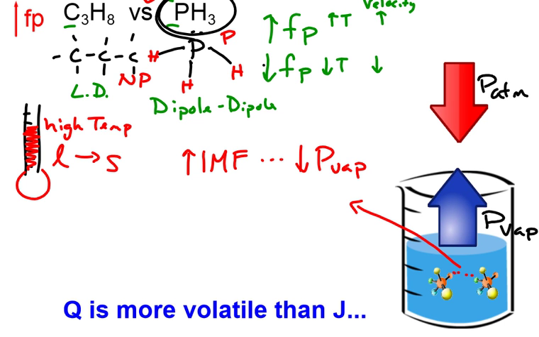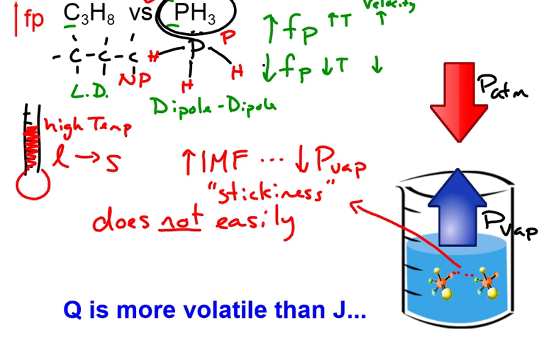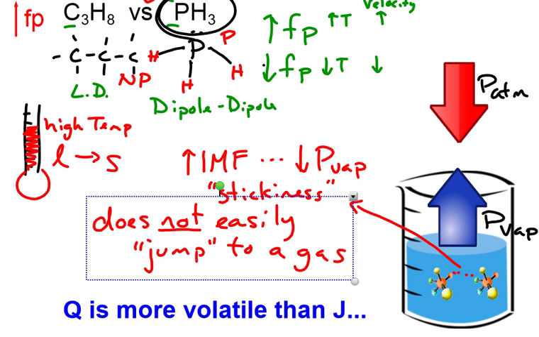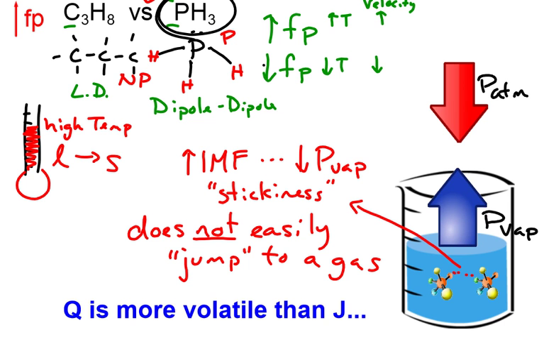And vapor pressure is always the one that escapes people. I think of it still, this is where actually this word is, in my opinion, the most important: stickiness. How sticky is something? Okay, it does not easily jump to a gas. That's having a low vapor pressure. That's having something that is low volatility.